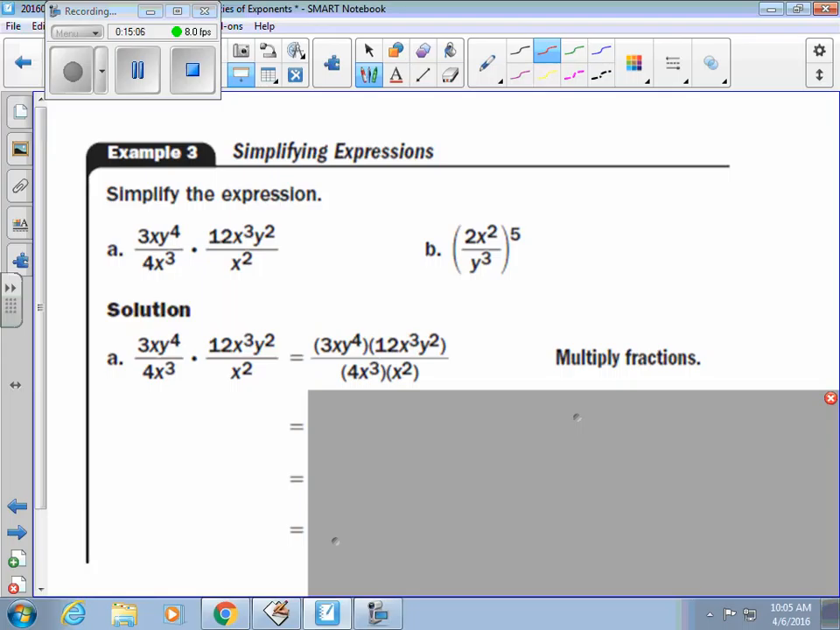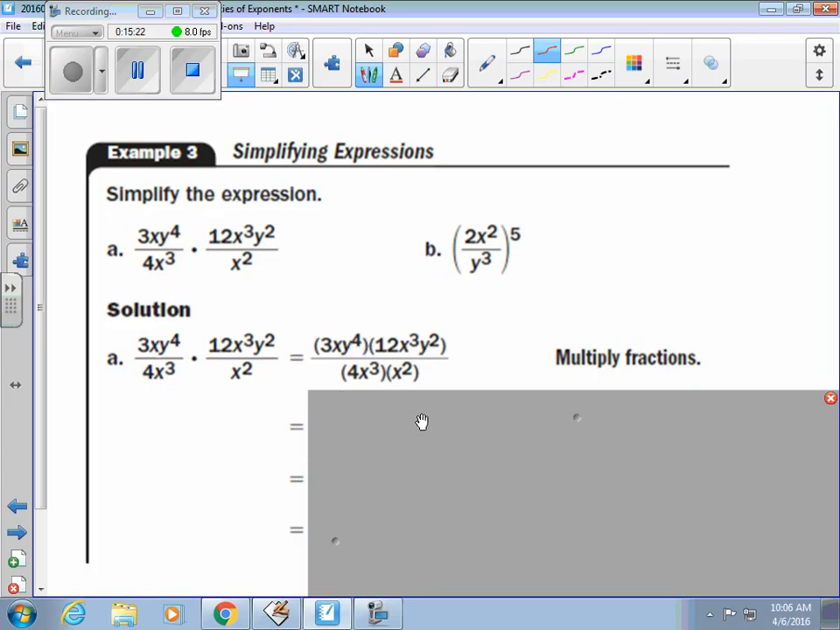Example number 3 is simplifying these expressions. 3x to the fourth over 4x to the third times 12x to the third y squared over x squared. First thing you want to do is rewrite them next to each other. This is almost an unnecessary step.